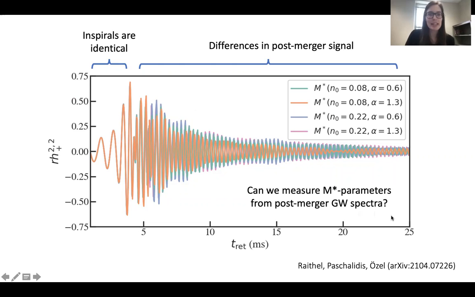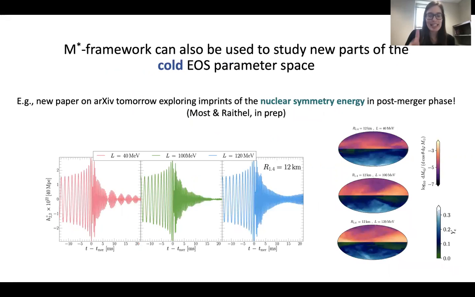I'm going to leave this as a question for now, because there's a lot of follow-up work we're doing on this. I see I'm just about out of time, so let me conclude by saying the M-star framework is not just used to study finite temperature parts of the equation of state, but can also be used more generally to study new parts of the zero temperature, or cold, equation of state parameter space, using realistic effects that include the leading order effects of degeneracy.